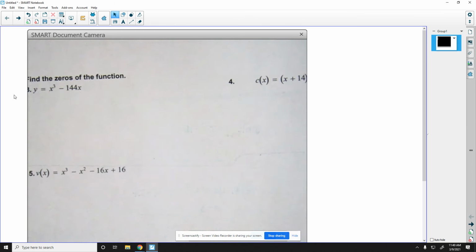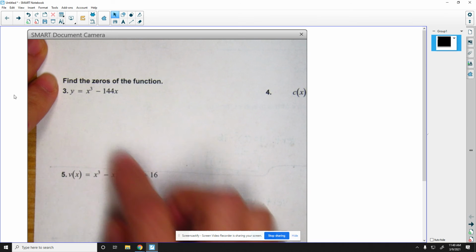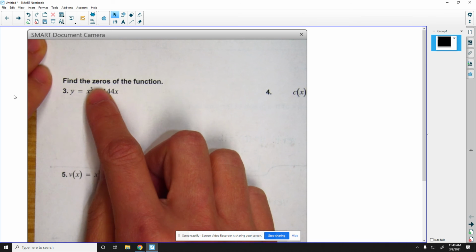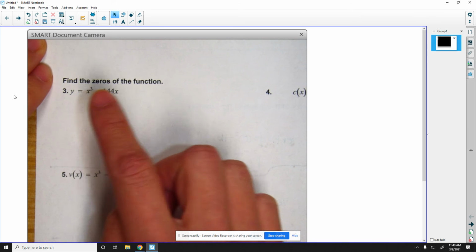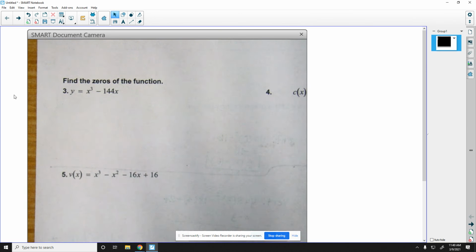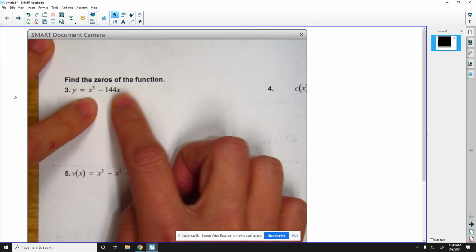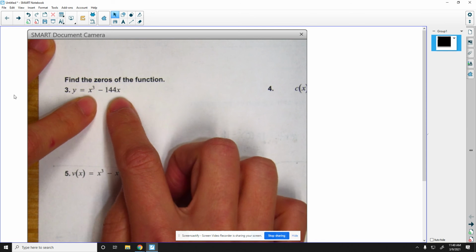All right, backside. Finding the zeros. Guys, the zeros is the same thing as the x-intercepts. It's the same thing as the roots, okay? So when you find the zeros, they can say find the zeros, find the x-intercepts, find the roots. It's all the same thing. All right, we talked about yesterday, which is a review from chapter 7, last chapter.